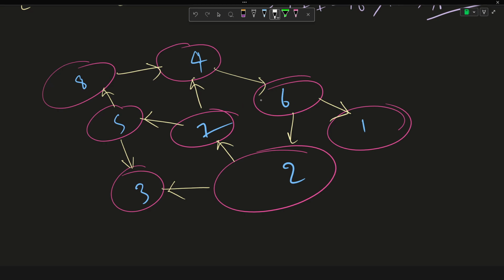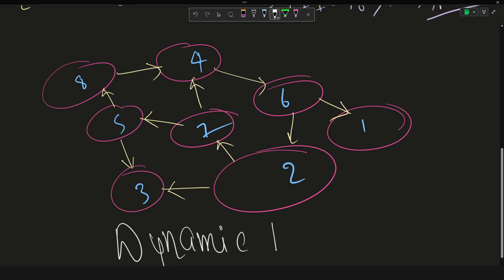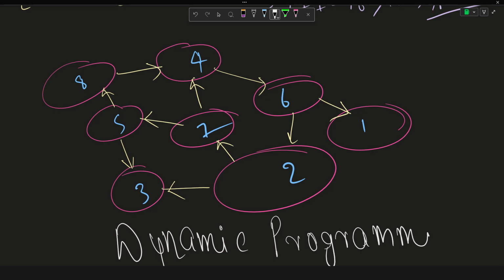And we saw that after reaching from 8 to 4, then from 4 to 6, after 6 we had two possibilities: from 6 we could have gone either to 2 or to 1, but we decided to go from 6 to 2 and not to 1, right? So there are multiple possibilities, and whenever the possibilities come, we use the concept of dynamic programming. That's why dynamic programming will be used here, and it will be a very simple recurrence relation. It won't be very complex, so you don't need to worry about that, right?